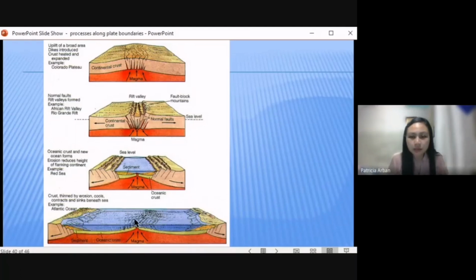Okay? So, again, what geologic features are produced in a divergent plate boundary? We have the rift valley, or the fissures first, and then the rift valley, and then we have the mid-ocean ridge or oceanic ridge. Our example here is the Mid-Atlantic Ridge, or the Atlantic Ocean.